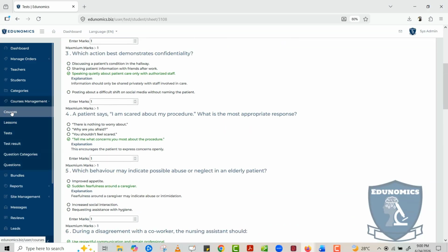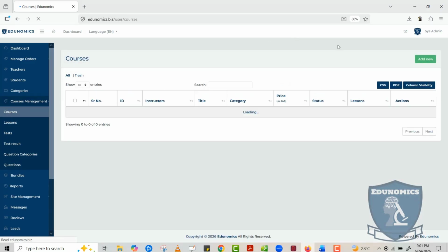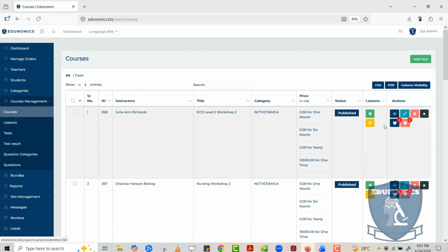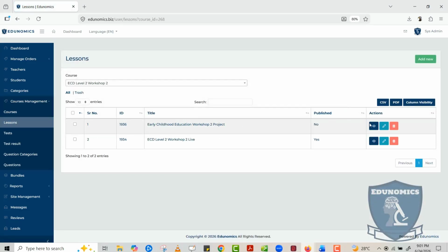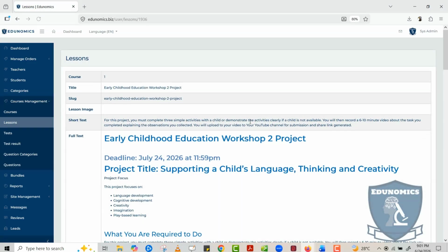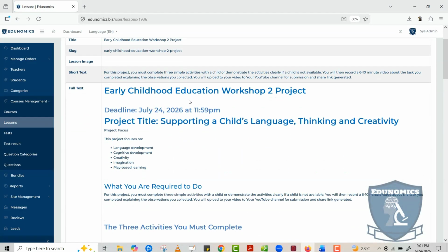But let's take a look at workshop two with everybody. If you go to workshop two, let's look at it for a minute. The project here for workshop two is pretty simple. They have a deadline here.